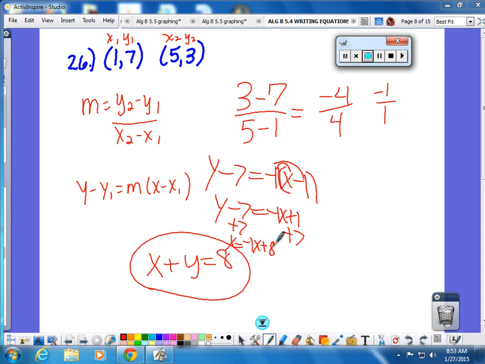So then all he had to do to go to standard form was to add this 1x to both sides, and standard form is x plus y equals 8. Does anybody have a question?